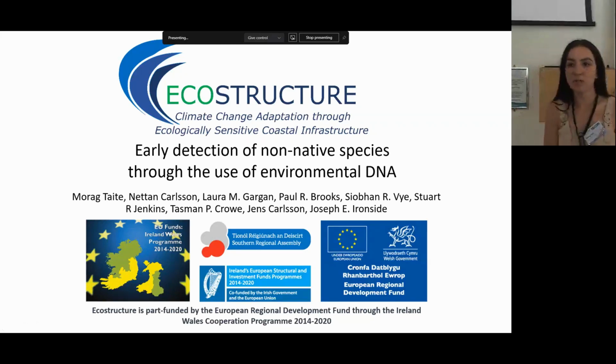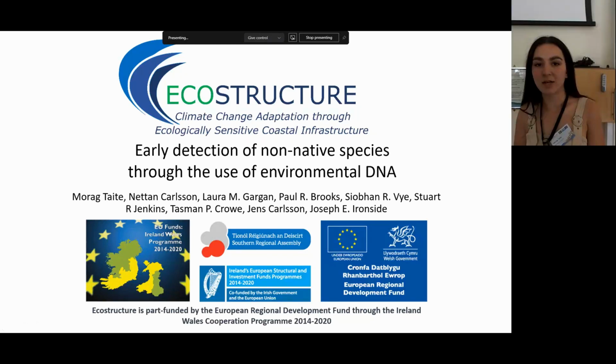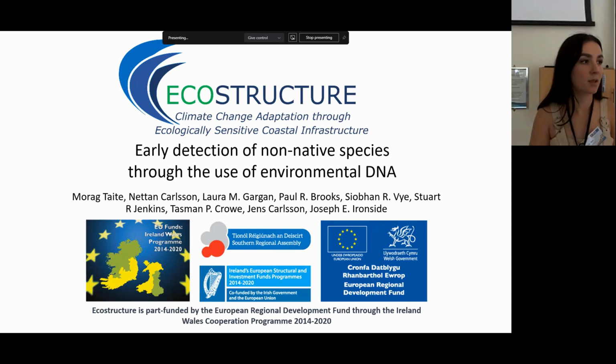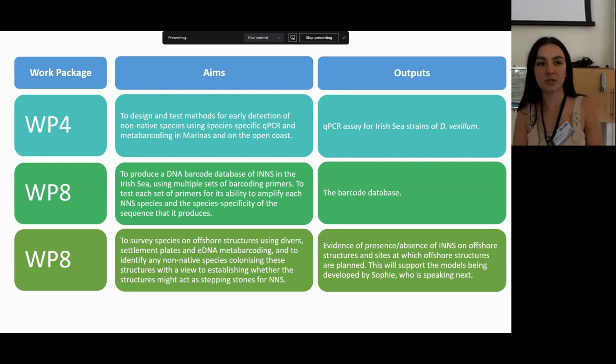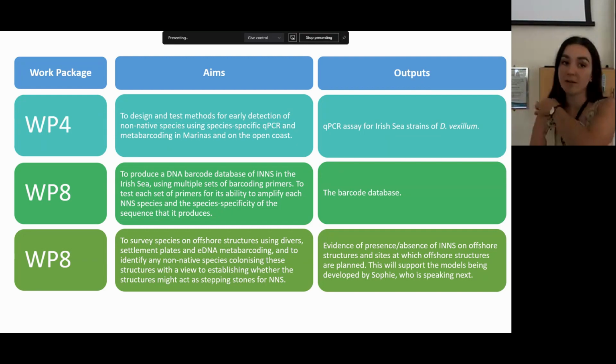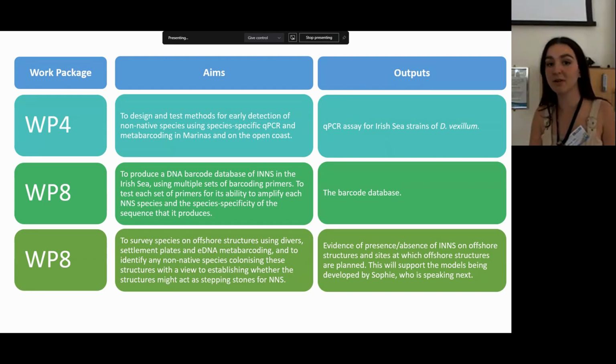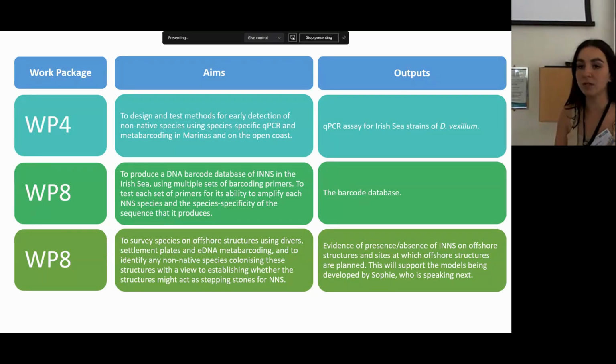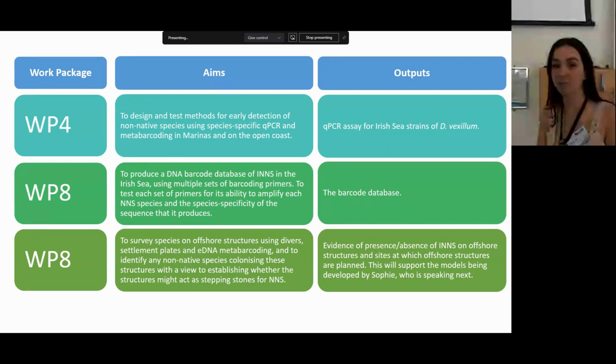Okay, so I'm going to talk to you guys about the early detection of non-native species through the use of environmental DNA. So this work encompasses two of the work packages, work package 4, which was done before I joined. The aims of this were to design and test methods for early detection of non-native species using PCR and metabarcoding in marine coasts. And the outputs for this were a qPCR assay for Irish strains of Didymnum vexillum.